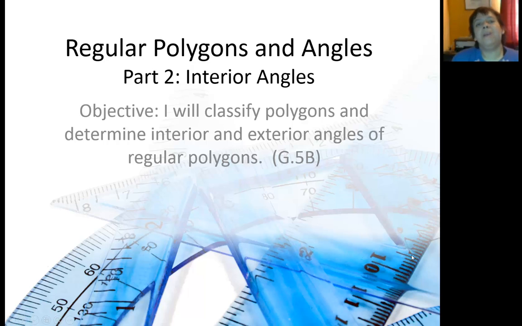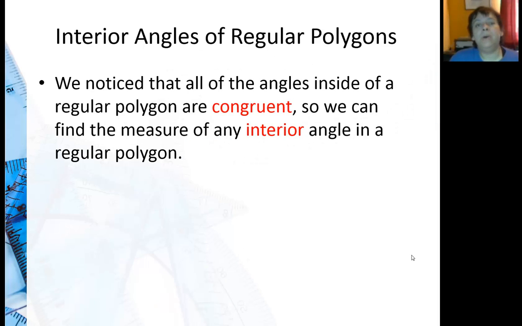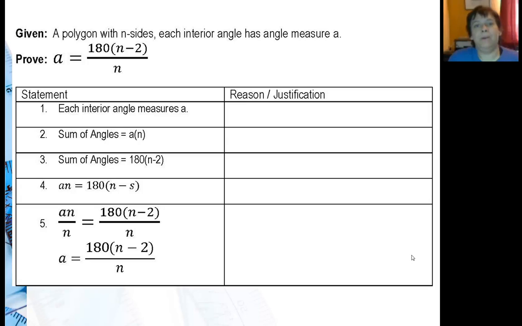Now we're going to determine a way to find how big each angle is in a regular polygon, and we can do that just knowing the number of sides. We don't have to know how big the sides are, just how many of them, if it's a regular polygon. So we're going to use the property that regular polygons have congruent interior angles. All the angles are the same size.